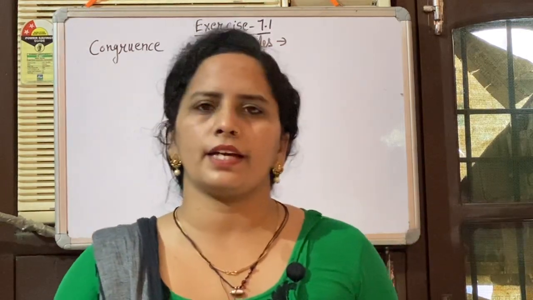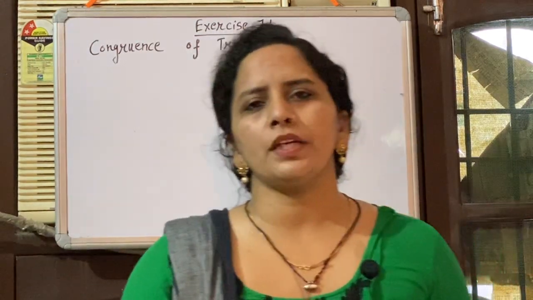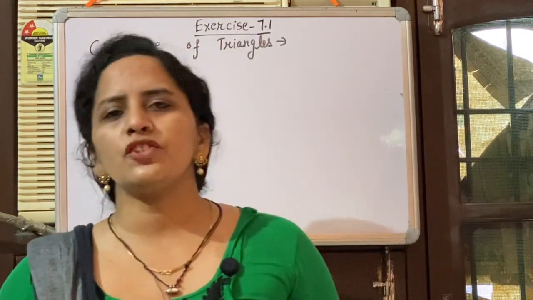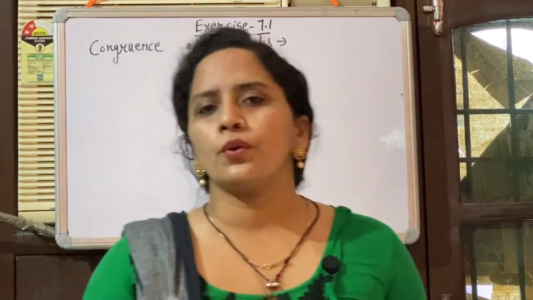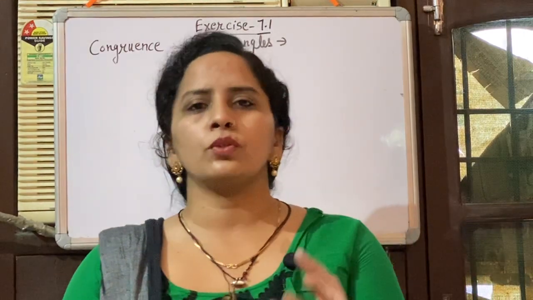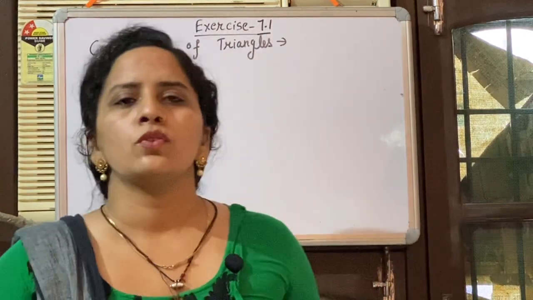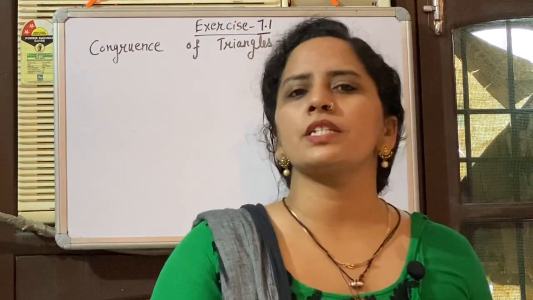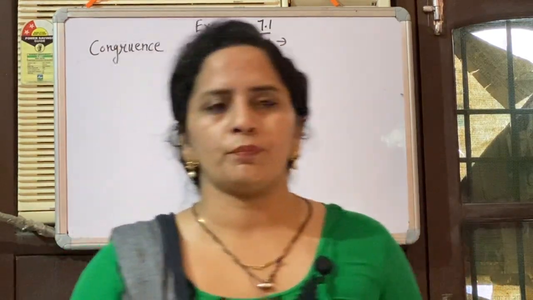Hello students, today we are going to start our chapter number 7 of class 9. Name of the chapter is triangles. In this chapter we will discuss congruence of two triangles, how to show two triangles are congruent. So first of all, before going to start our chapter, we need to know what is the congruence rule.